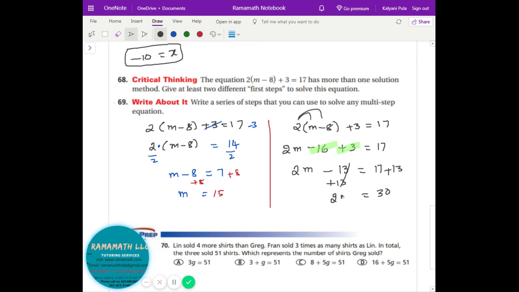That is 2m. But 2m means 2 times m. The inverse is going to be divided by 2. So the m is 15. You see that? The same question we did in so many different ways. So that's beautiful with the algebra. The same question could be done in different ways. But as long as you follow the procedure and rules, everything is correct. Okay?